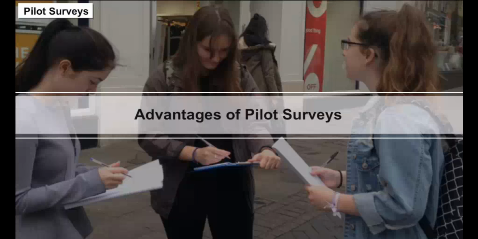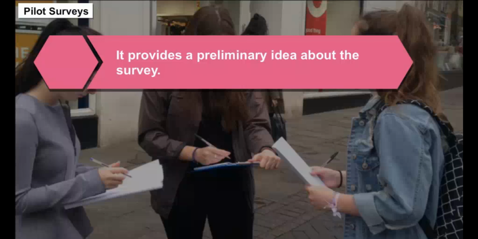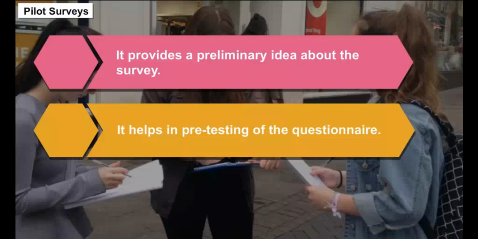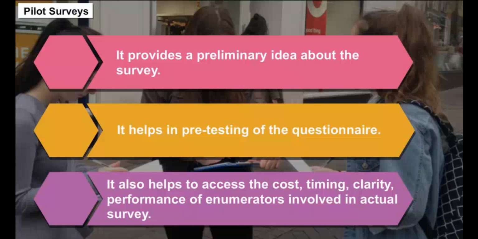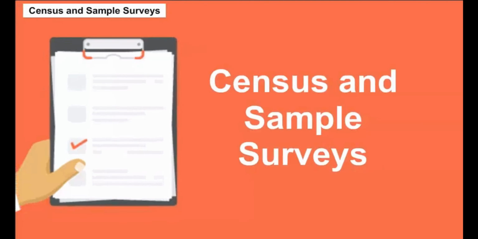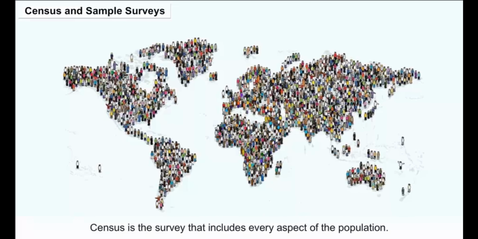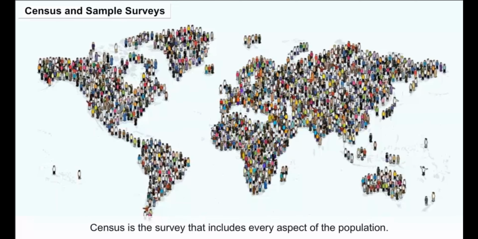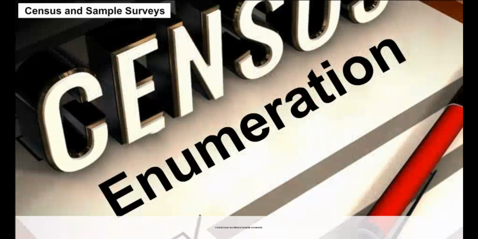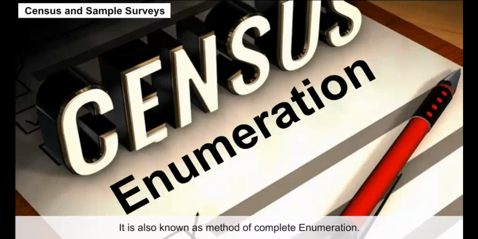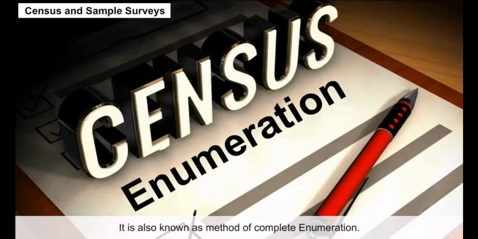Advantages of pilot surveys. It provides a preliminary idea about the survey. It helps in pre-testing of the questionnaire. It also helps to assess the cost, timing, clarity, and performance of enumerators involved in the actual survey. Census and sample surveys. Census is the survey that includes every aspect of the population. It is also known as the method of complete enumeration.